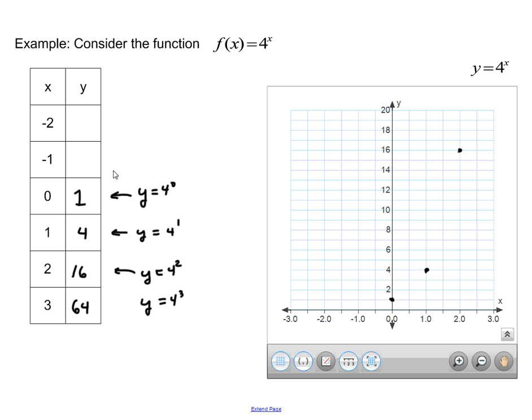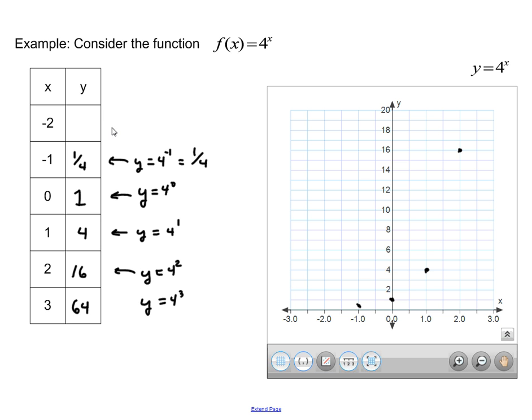What happens with the negative numbers? Remember, x can be any real number here. Well, in this case, let's try it at x equals negative 1. Y equals 4 raised to the negative 1 power. Well, if we remember what that means, that's the same thing as 1 over 4 to the first power, which is just the same thing as 1/4, or 0.25. So pretty close to the x-axis down there.